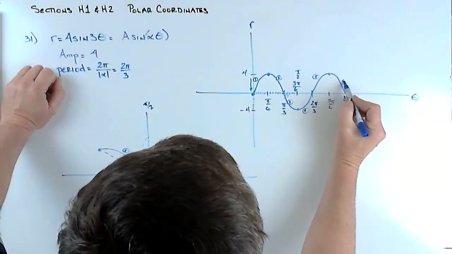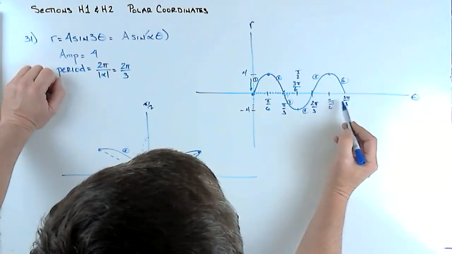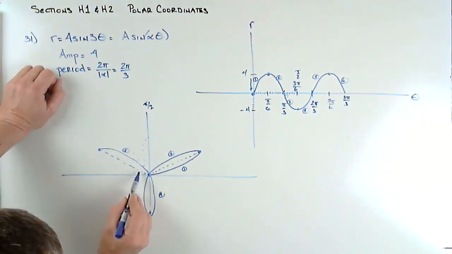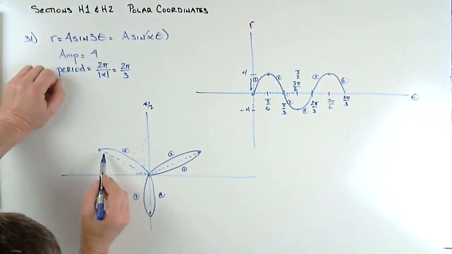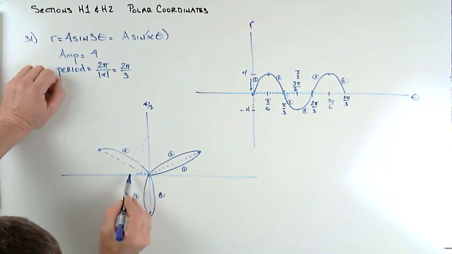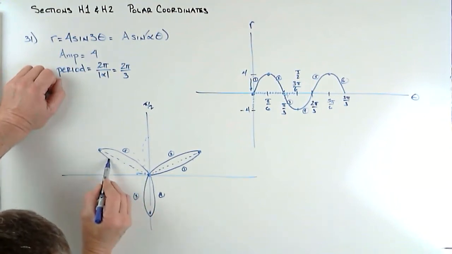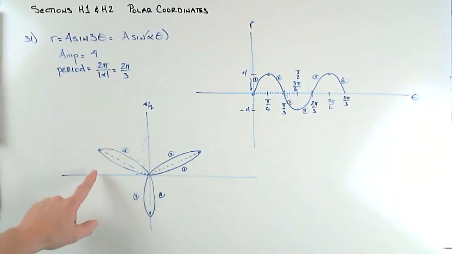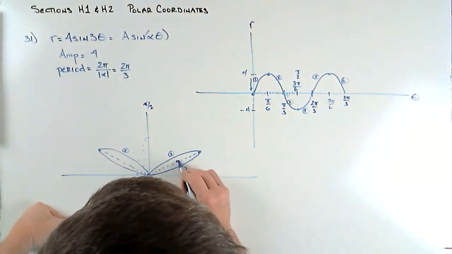And now we have one last piece. We're going to go from 5 pi over 6 back to pi. So our angles are going to go through this range here. But as we go through that range, our smallest r value is going to be at pi. And so we're going to complete our 3-sided rose, each of these distances being 4.